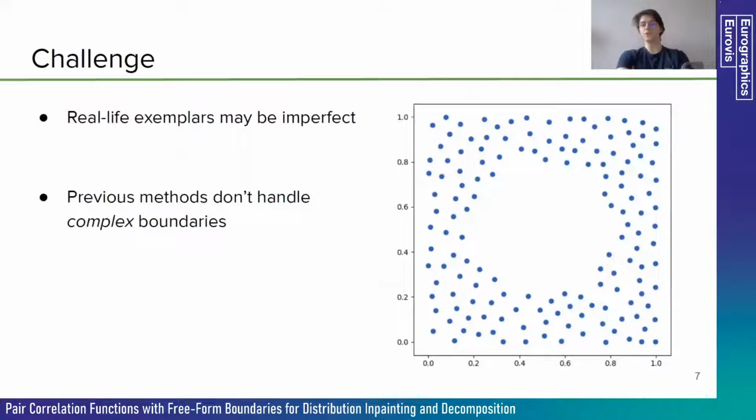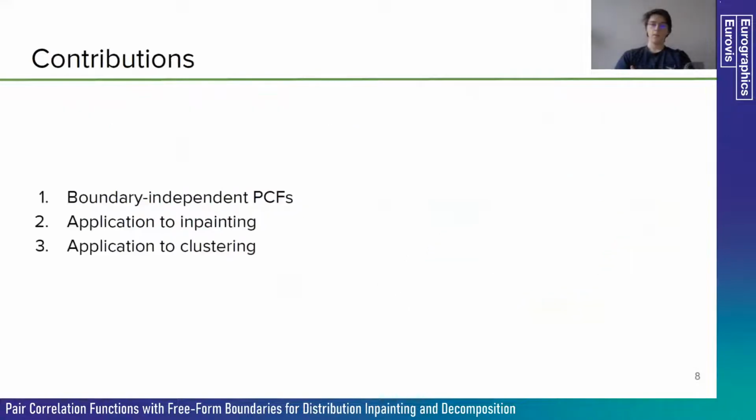We'll try to extract descriptors of distributions from examples with arbitrary boundaries, and our aim is that those descriptors are independent with regards to the boundary. So first, I'll introduce how we compute these improved PCFs, and then we'll see how it applies in some practical cases, such as inpainting and then clustering.